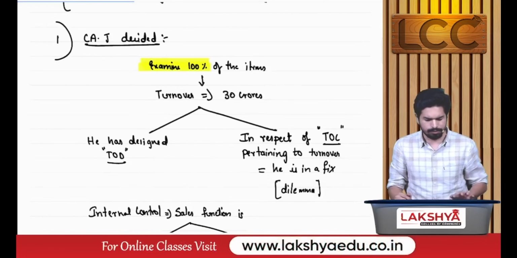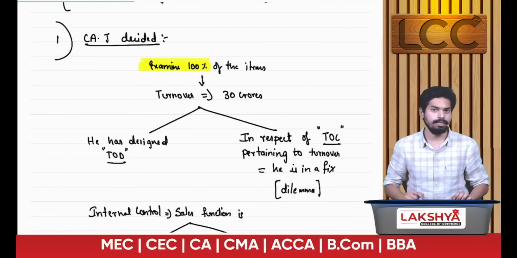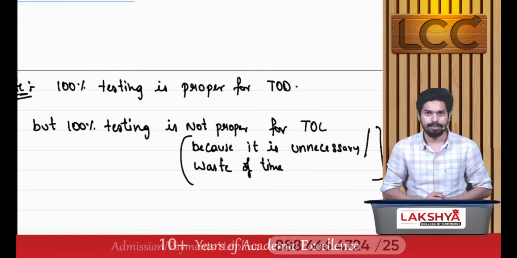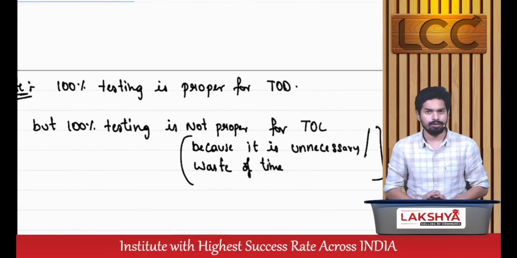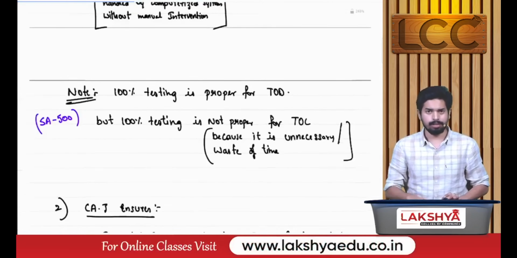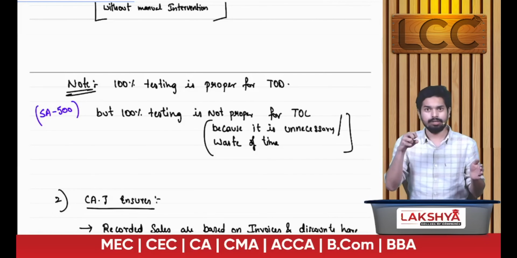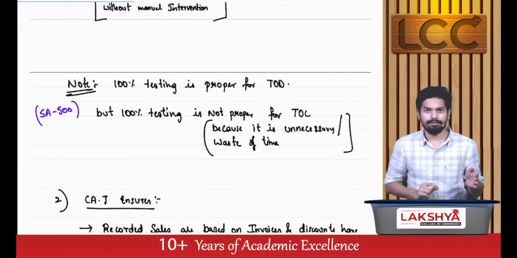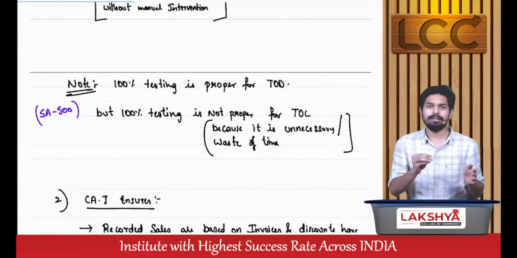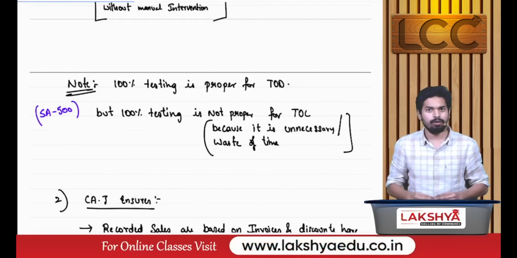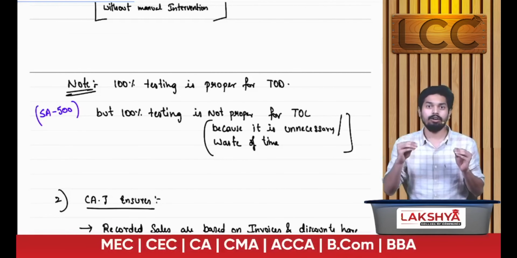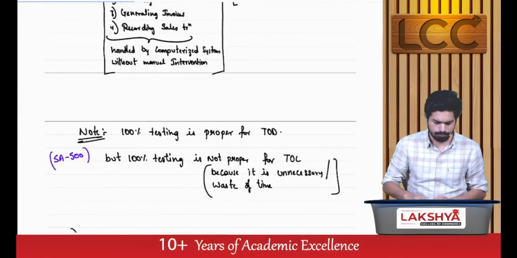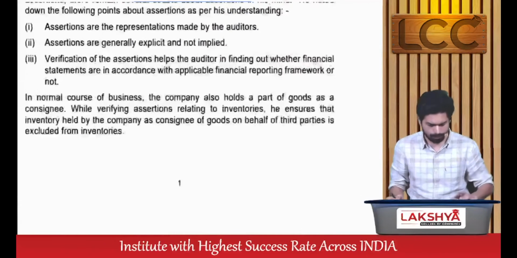Now the point here is CAJ decided to test 100% of the items relating to turnover. So the point is 100% testing is proper for test of details, but 100% testing is not proper for test of controls because it is unnecessary or waste of time. Suppose assume there are 100 invoices and you have selected 20 invoices for testing the operating effectiveness of internal control. If for those 20 invoices the internal controls are operating effectively, then generally for the remaining invoices also internal controls will operate effectively. So it is unnecessary or waste of time to test each and every invoice for the operating effectiveness of internal control. This concept you find in SA 500, selecting all items. So with this, we'll answer the first case study MCQ.